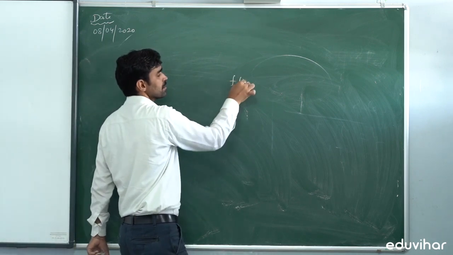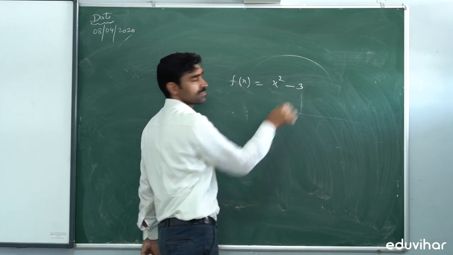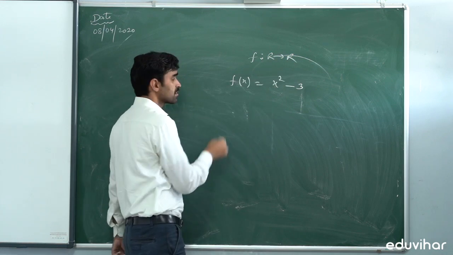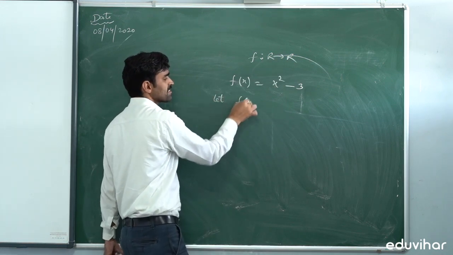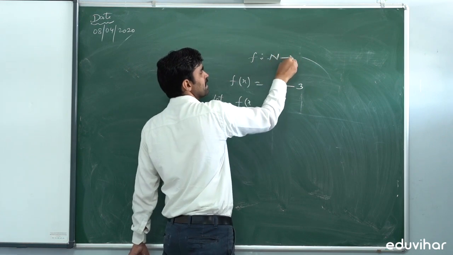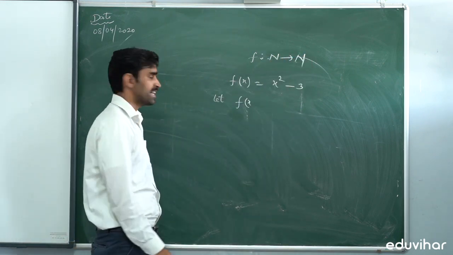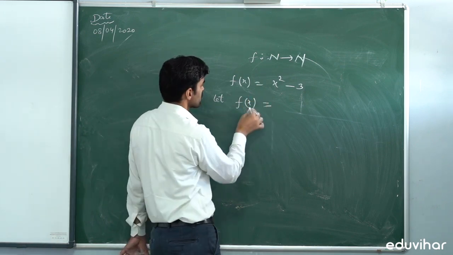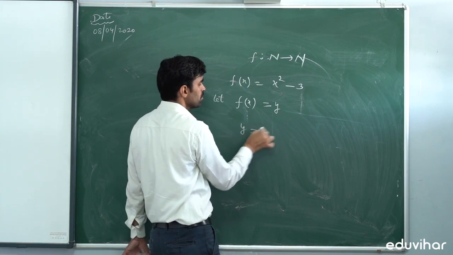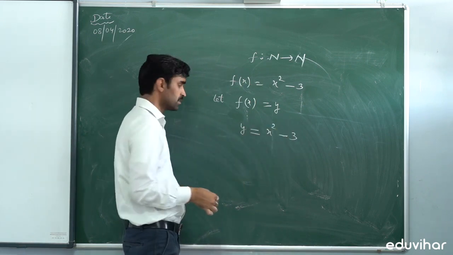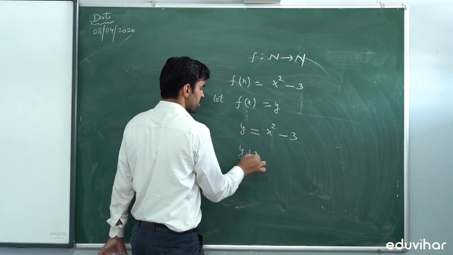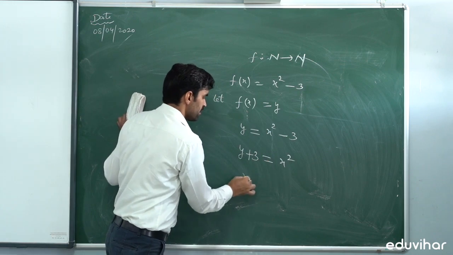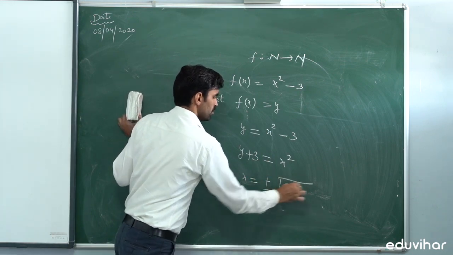Consider an example, f(x) equal to x square minus 3. Here the function goes from set of real to set of real. Consider f(x) equal to y. Okay, let it be natural to natural. So we can say f(x) equal to y, that is y equal to x square minus 3. Then y plus 3 equal to x square. In this way we can say the value of x equal to plus minus root of (y plus 3).